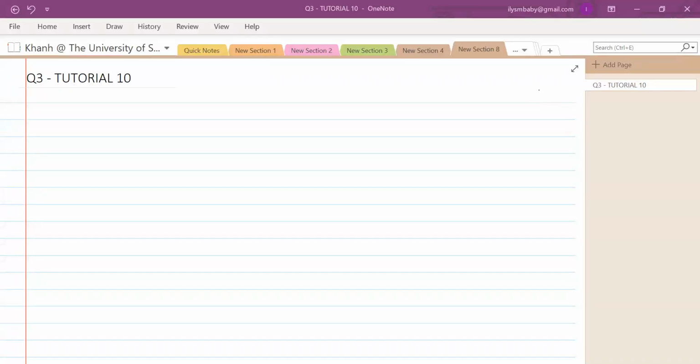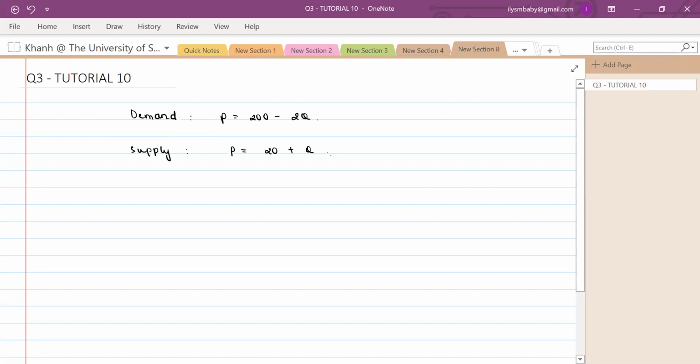Okay, so we're going to do question 3 in tutorial 10. This is a question about externality, and in this specific question, it is about negative externality. We are given a market demand P equal to 200 minus 2Q and a market supply with P equal to 20 plus Q.